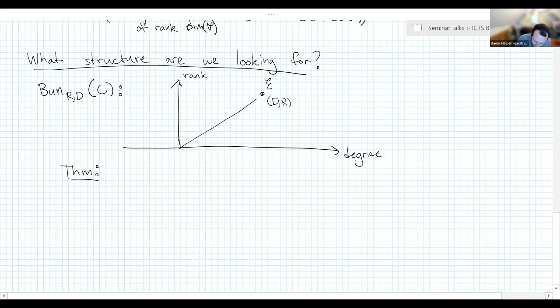And if I have a filtration, let's say E2 inside E1 inside E0, which is equal to E, I can plot this.